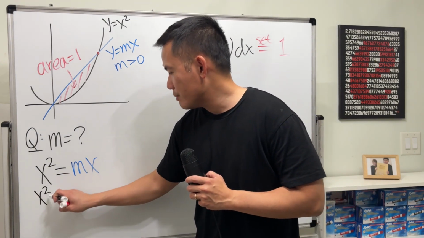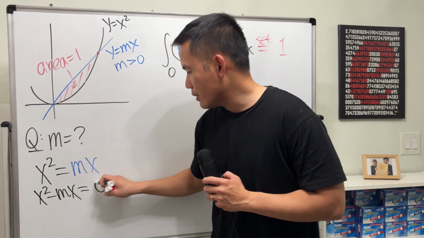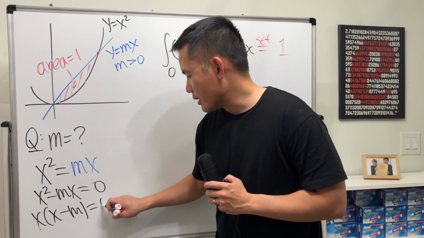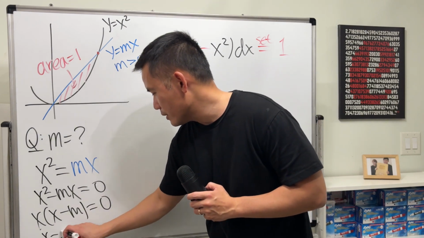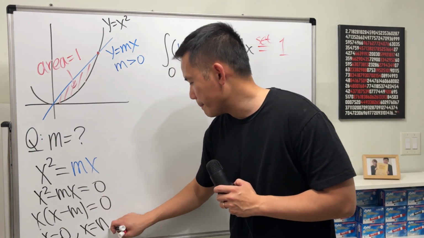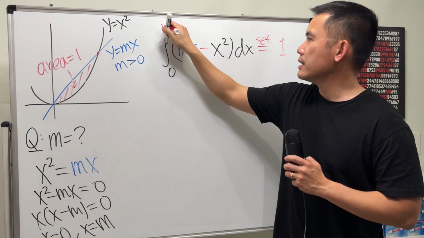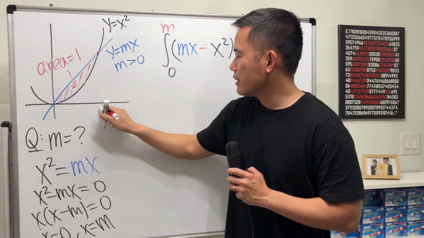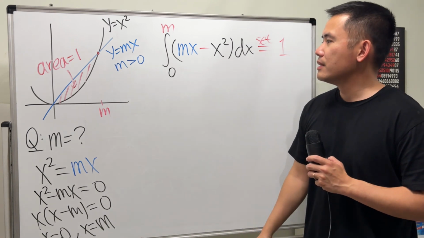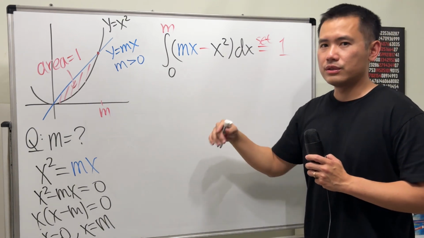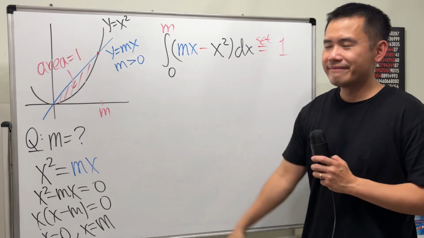This is x squared minus mx is equal to 0, and then factor x, either way. So x is equal to 0, and the other one x is equal to m. So we are going from 0 to m. This right here is the m right here, which is pretty cool in my opinion. Now let's just go ahead and do the usual business. Integrate this and then solve for m.